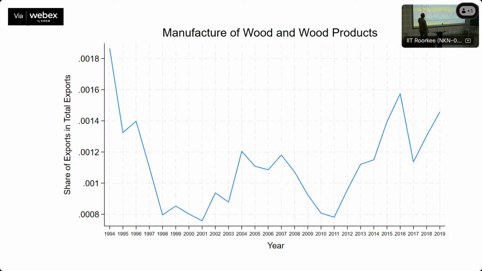Nothing happens in wood and wood products. It is very cyclical again. It doesn't give me much. It goes down here, it goes up again, it goes down, it goes up. So it doesn't give you any food for thought. Not much change happening here. It was high enough in the mid 90s, about 0.18%, and it is now 0.15%.